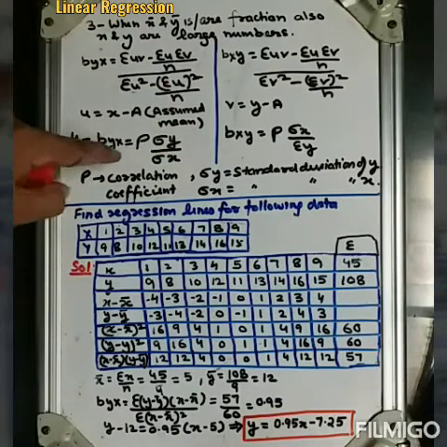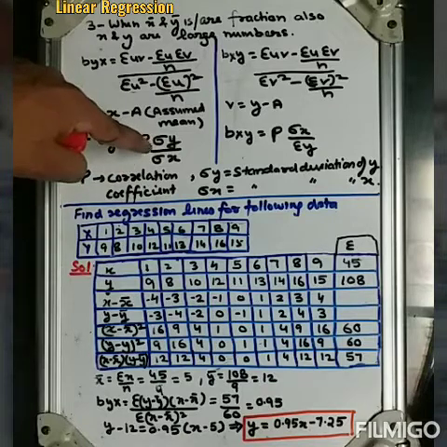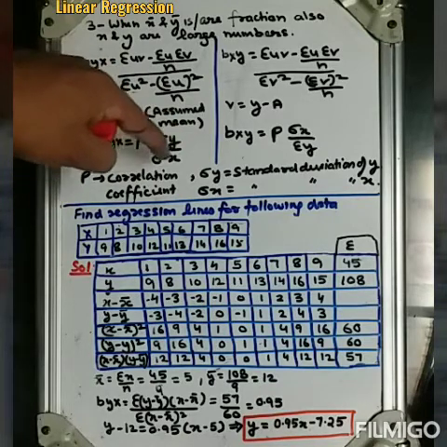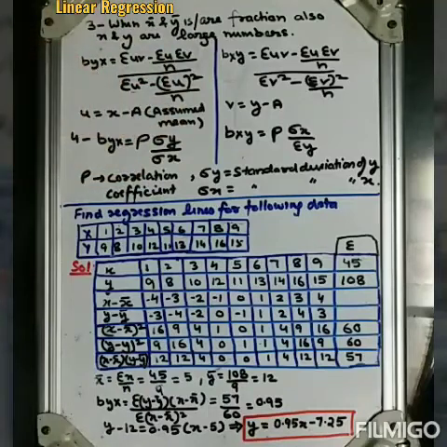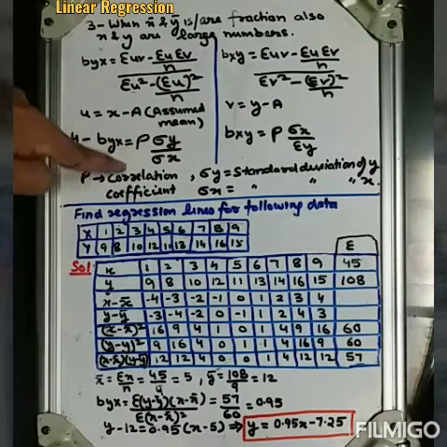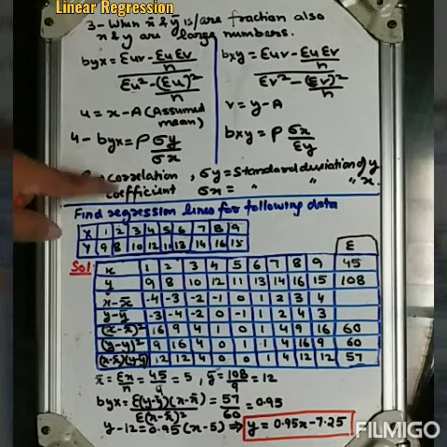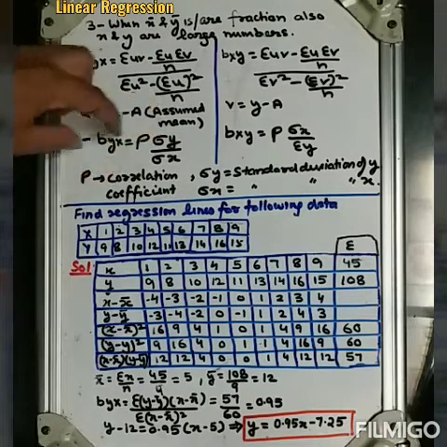Like this is rho, standard deviation of y upon standard deviation of x. So in the question, if it is given that this is the standard deviation and this is the value of rho, the coefficient of correlation, then we have to apply this formula.